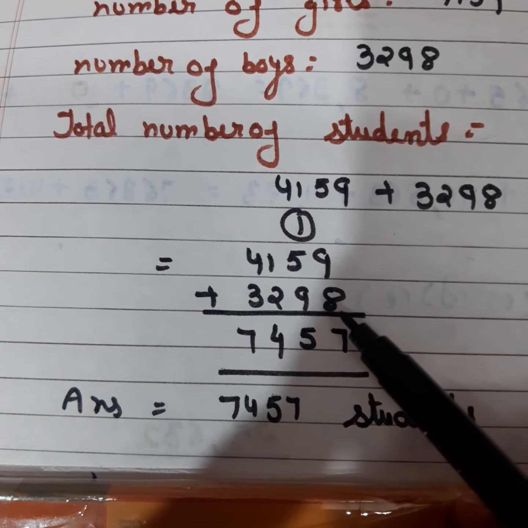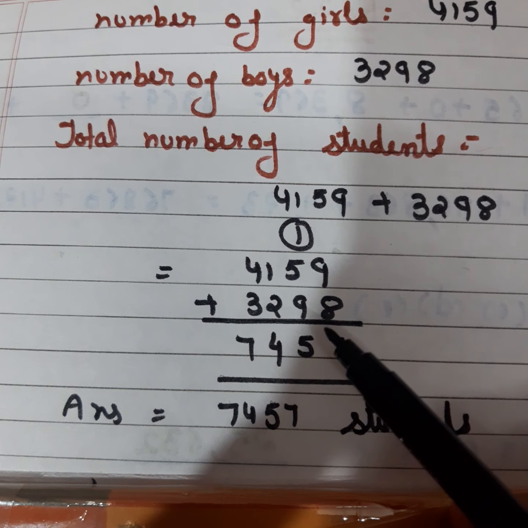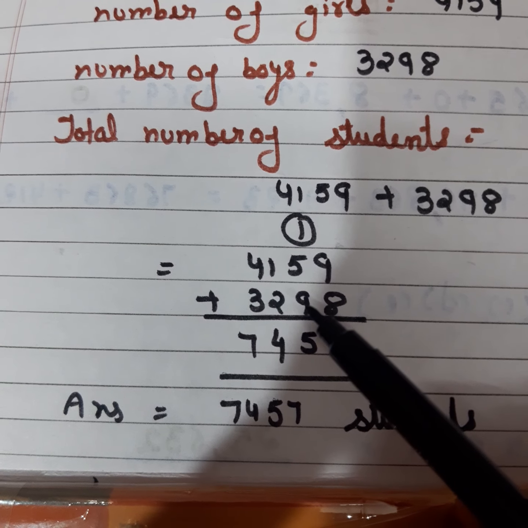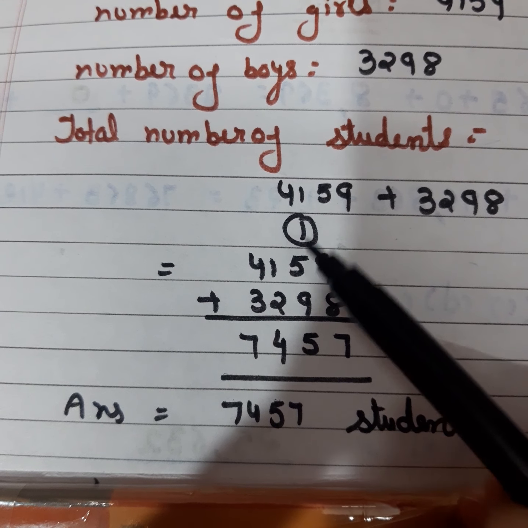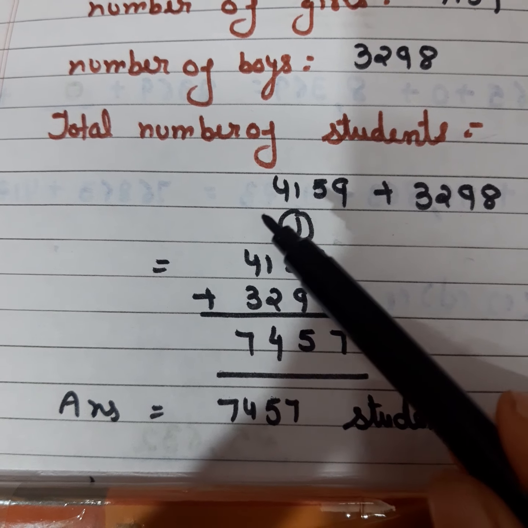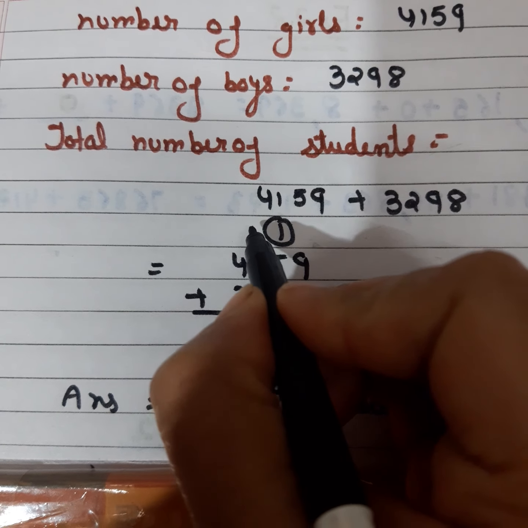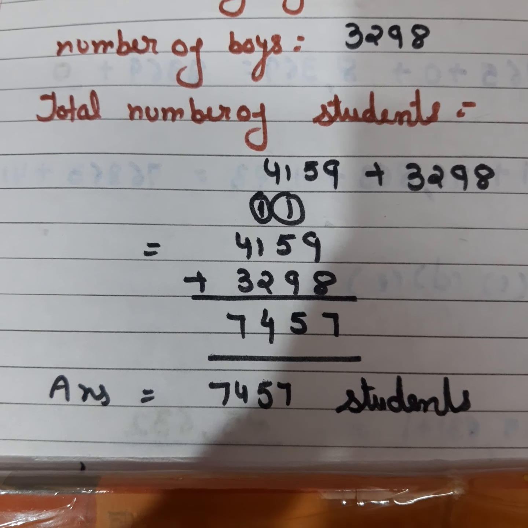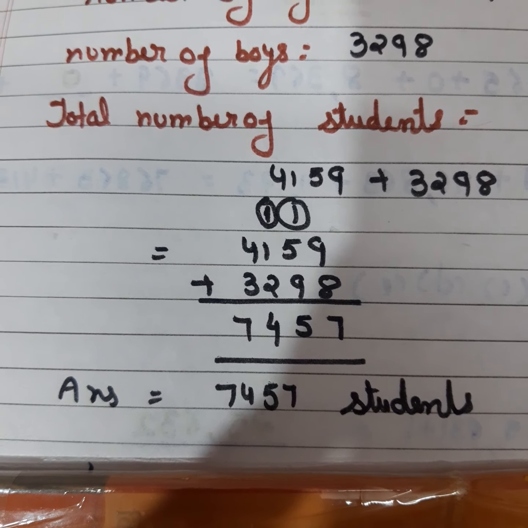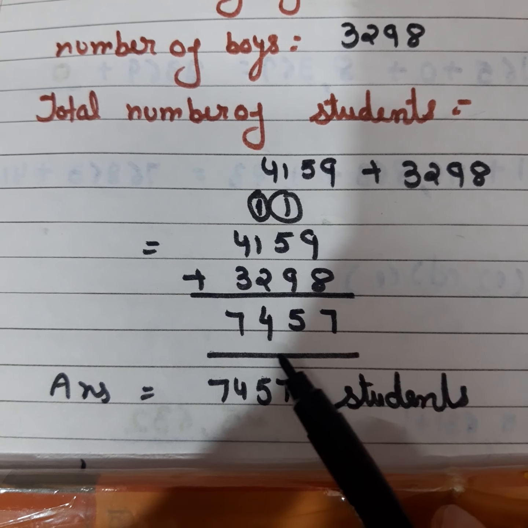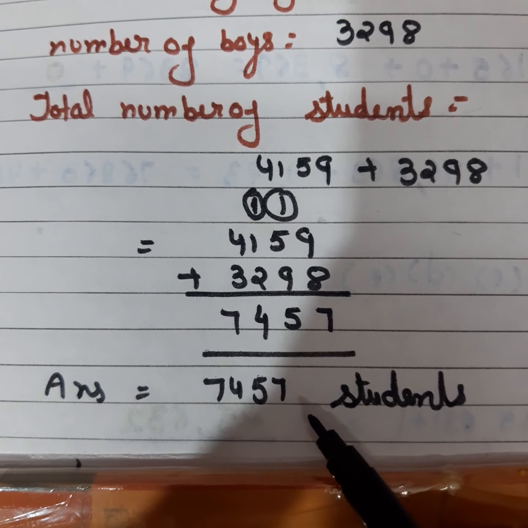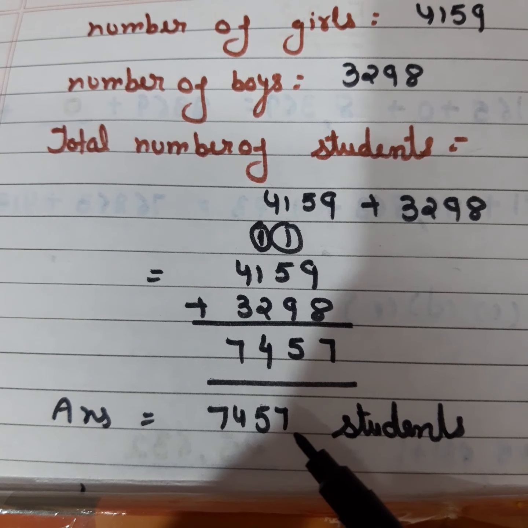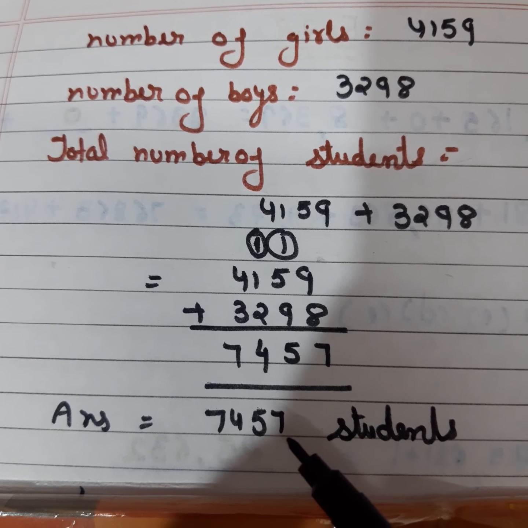So, I had just added it. So, 9 plus 8 is what? 17. So, I had written here 7. Carry will go here. Then 5 plus 9 is 14. If I add 1 to it, it becomes 15. Again, carry will be here. I had not written it. You can keep it in mind also. 1 plus 1 is 2, 2 plus 2 is 4, then 4 plus 3 is 7. So the total number of the students is 7,457.